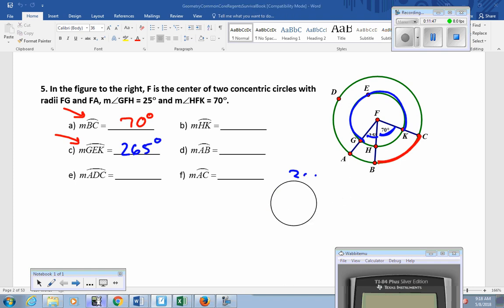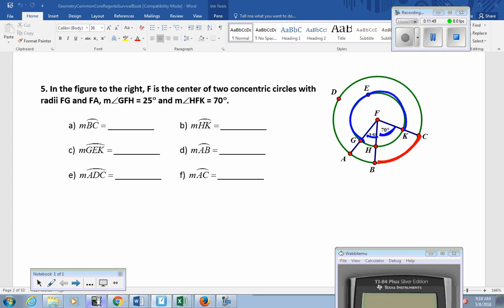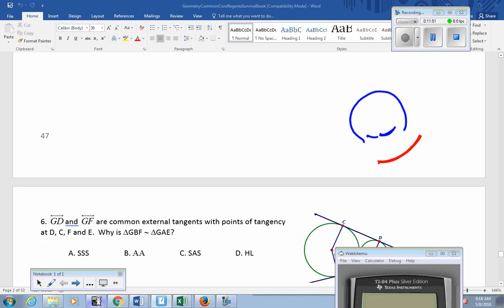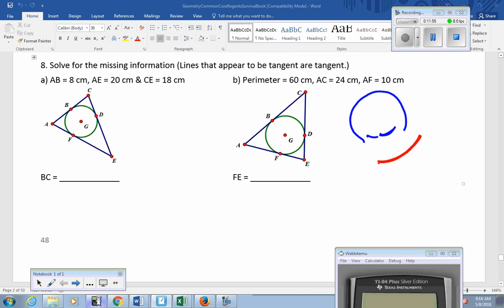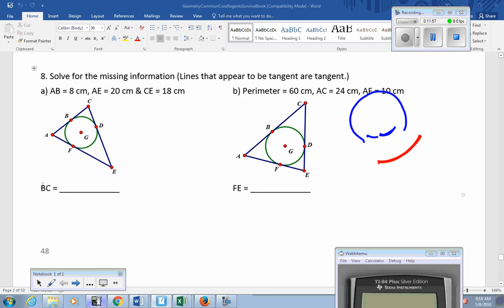Now we're going to look at some other measurements. Let's deal with sides. One of them I want to talk about is 8. Okay, we have a triangle that's outside and the circle is located inside it.